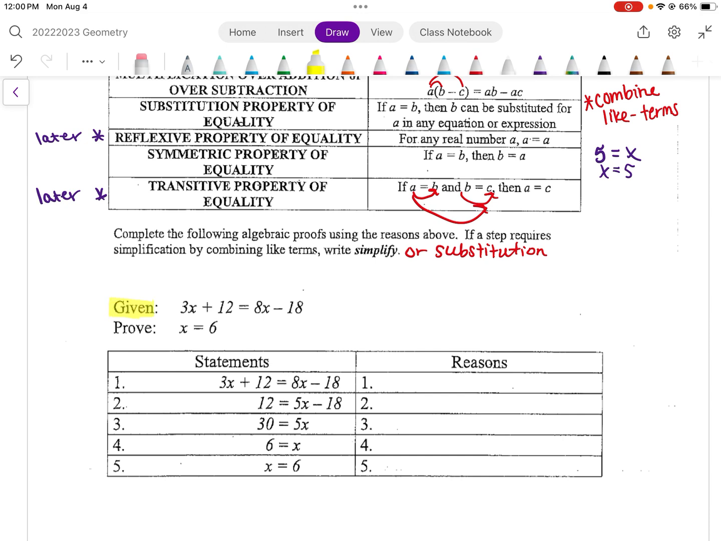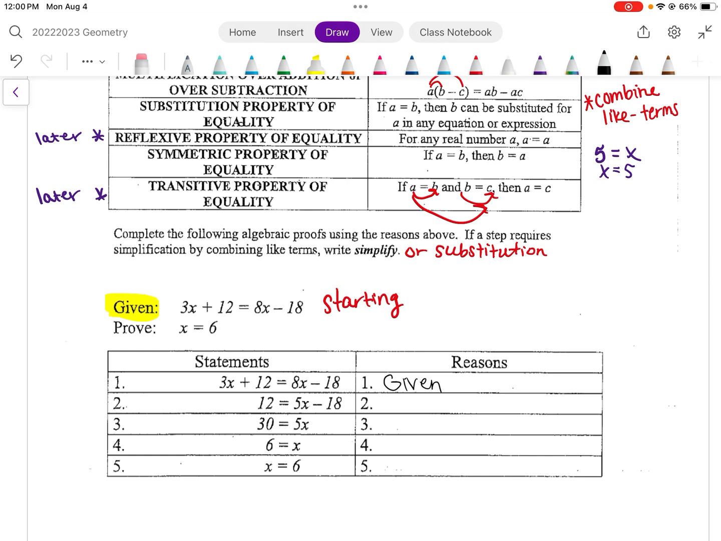Okay. So in a proof, you're always going to have a given statement. The given statement is like your starting point. So step 1 in any proof that you will ever write all year long, you're just going to have your given statement. And for the reason, you would literally just put given. So we are given that 3x plus 12 equals 8x minus 18.